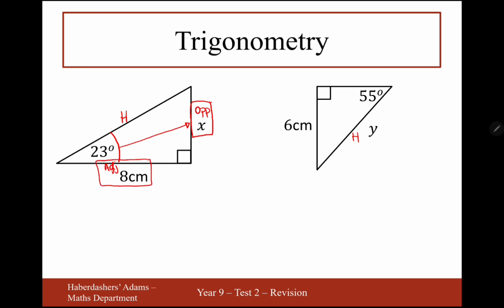Now we need to remember which piece of trigonometry we're going to use. We can work that out by remembering our formulas, and we can remember our formulas by remembering SOH CAH TOA. So we would use sine if we had the sides opposite and hypotenuse, we would use cos if we had the sides adjacent and hypotenuse, and we would use tan, like in this question, if we have opposite and adjacent.